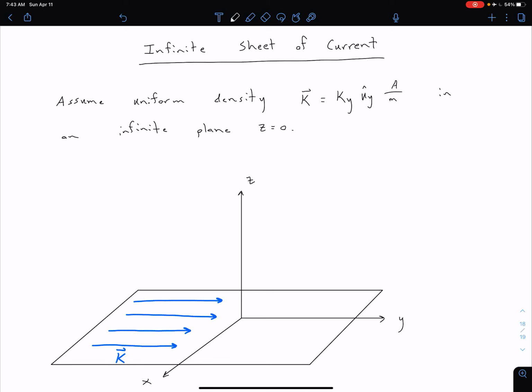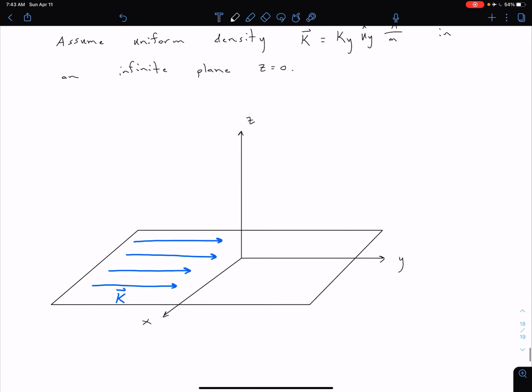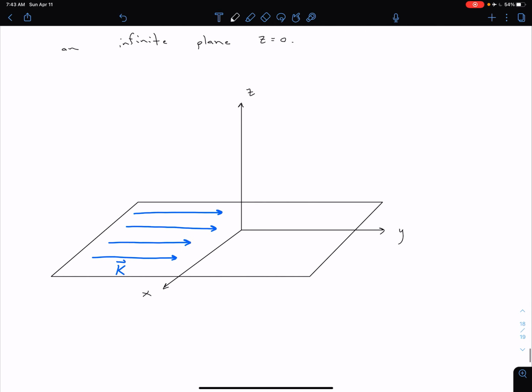We're now going to take a look at an infinite sheet of current, and we're going to use our Ampere circuit law to get an expression for our magnetic field intensity H. So we're going to assume a uniform density K, which is equal to K sub y in the y direction, and that has units of amps per meter. And we're assuming that this current is in an infinite plane in the z equals 0 plane. And so I've drawn this below here.